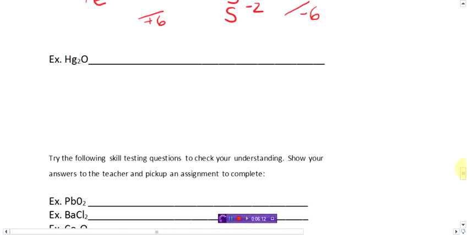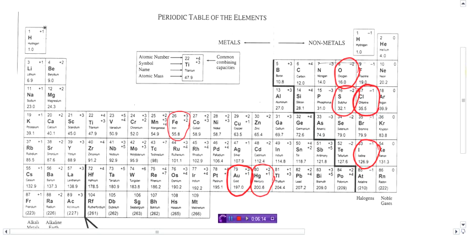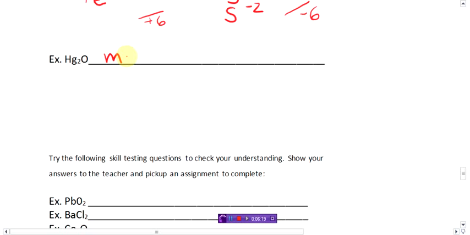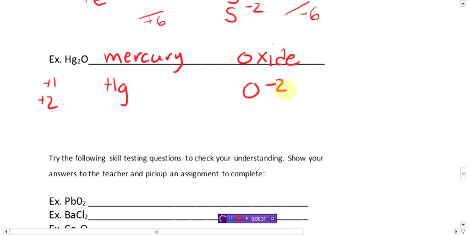Final example, Hg2O. Hg, periodic table, mercury +1 or +2. Mercury, we'll show our work for this one underneath. It can be +1 or +2. O is oxide. We remember that now. O is -2. So we go to our formula and say, how many oxygens do I have? 1. So the total charge is just -2. This side will have to be +2 to balance out. How many mercuries do we have? Well, we've got a little subscript of 2.